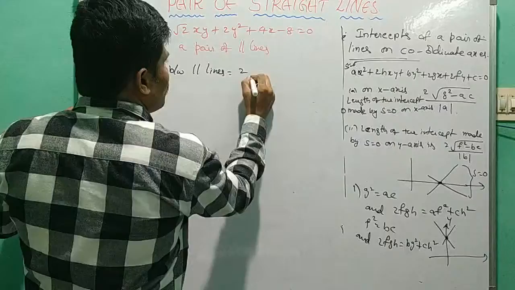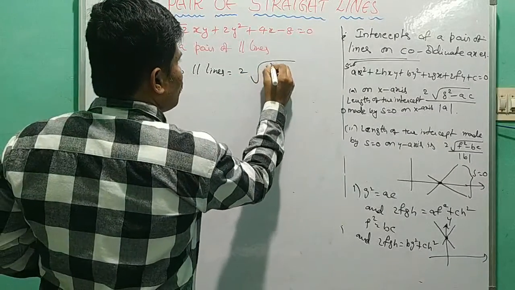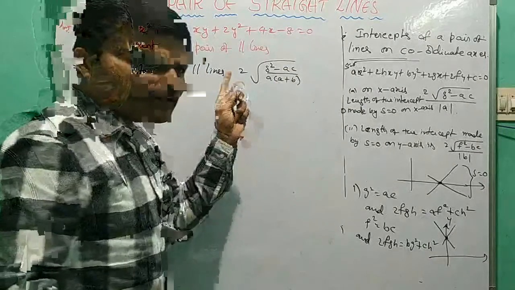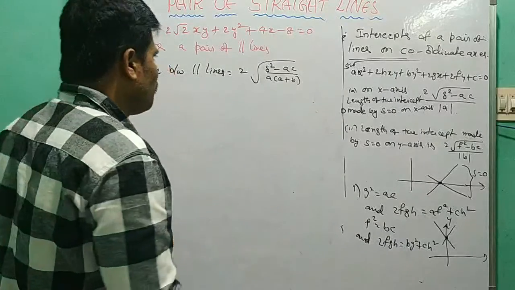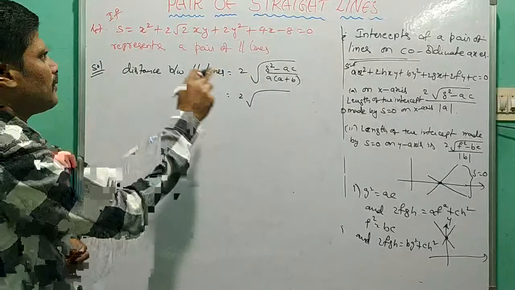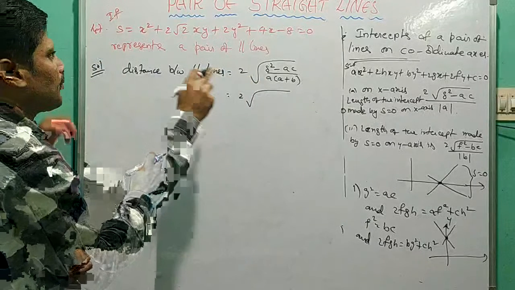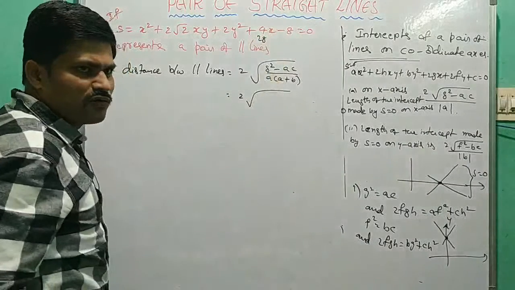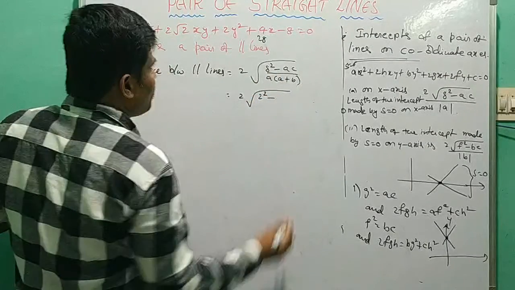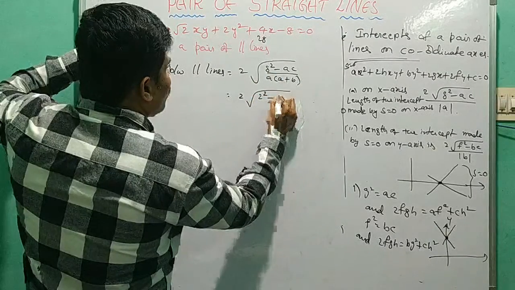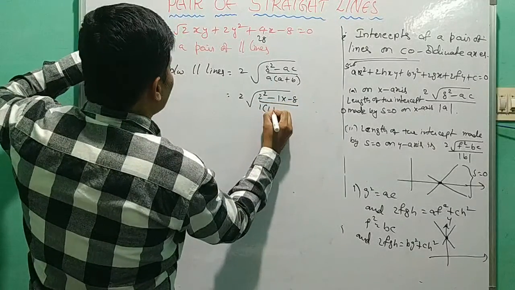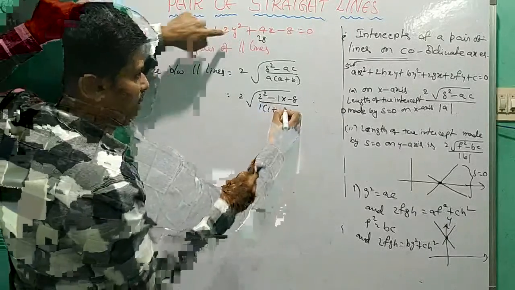The formula is 2 into square root of g square minus ac by a into a plus b. Now we have to substitute the values of g, a, c and b. Here 2g equals 4, so g equals 2. So 2 square minus, c is minus 8, by a value 1 into a plus b, that means 1 into 1 plus 2.